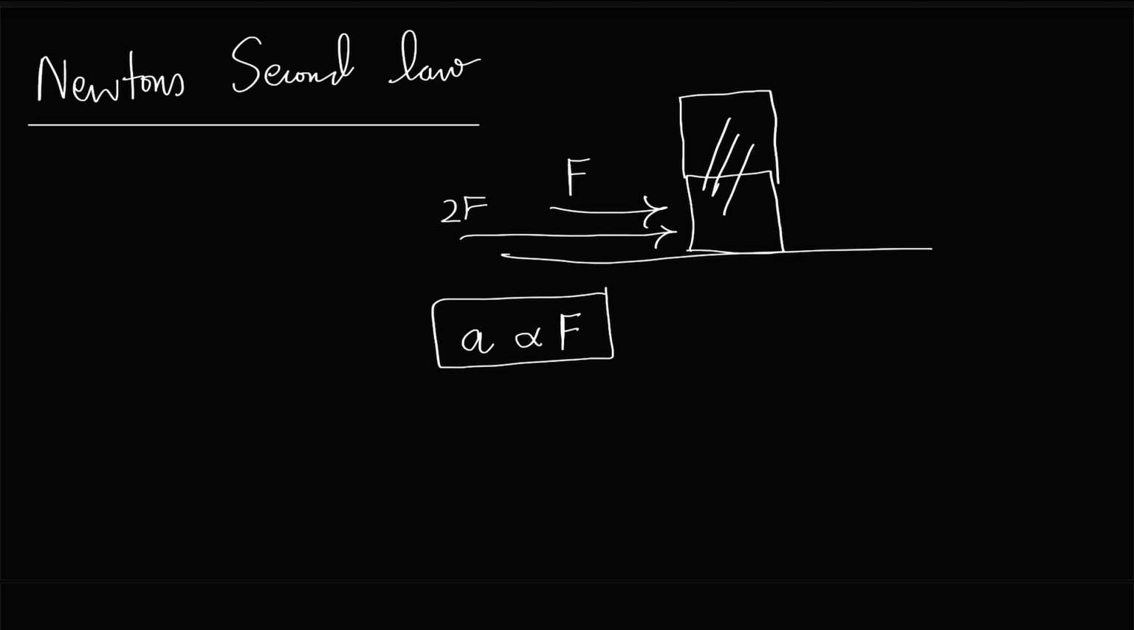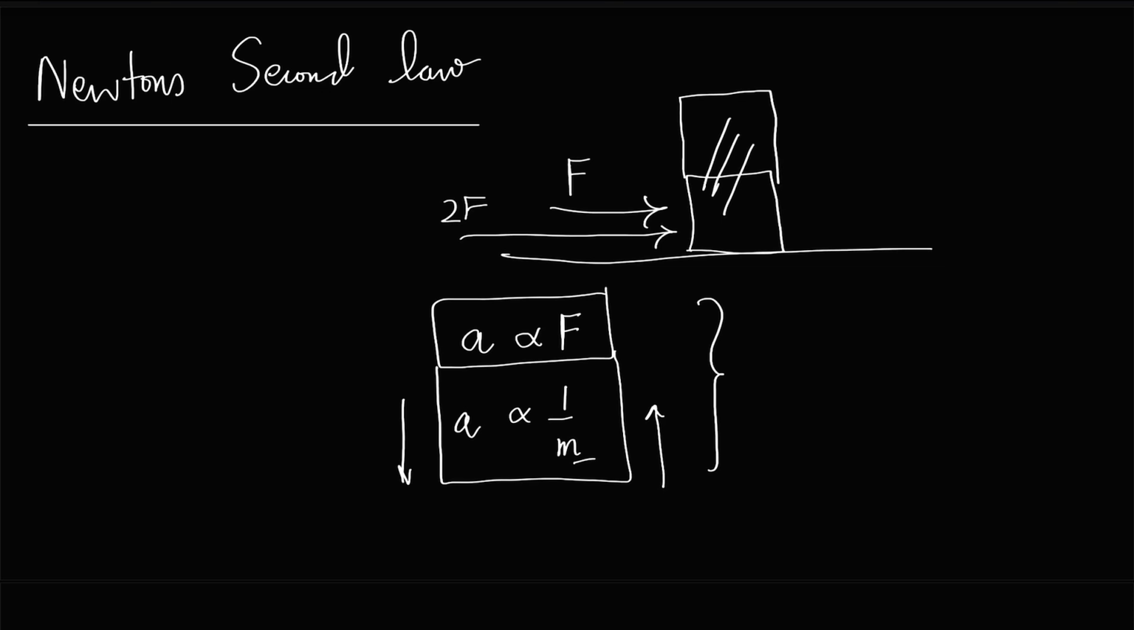Now what's going to happen is that this acceleration is going to slow down. So we can say that acceleration is inversely proportional to the mass. This inverse relationship means as I increase the mass, the acceleration decreases. As the mass goes up, the acceleration goes down. These two equations can be summarized into one neat equation, and we can write a, the acceleration, is equal to F over m.